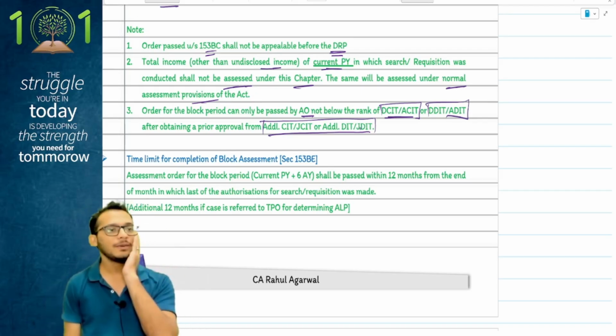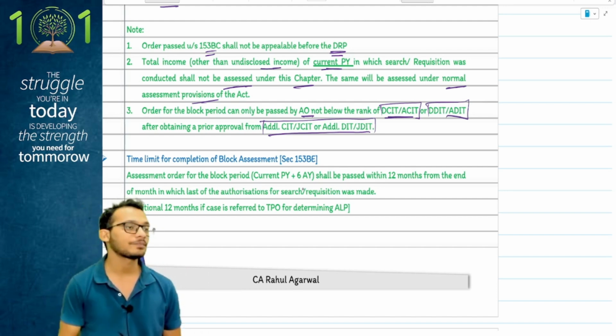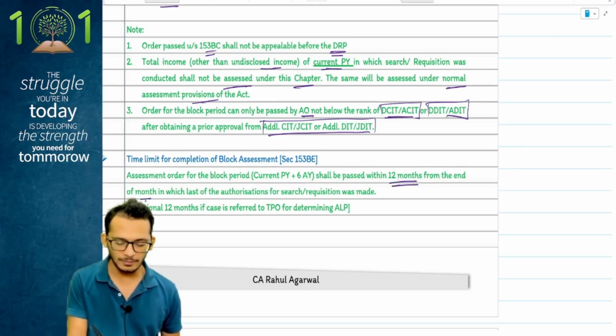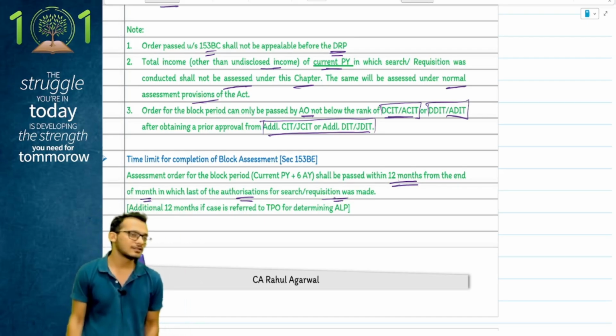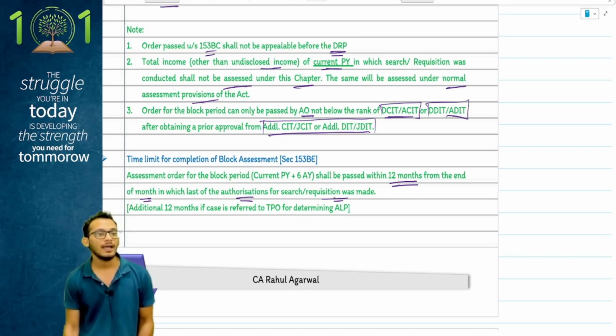Finally, when do you complete your block assessment, people? Income tax says the assessment for the block period will have to be passed within 12 months from the end of the month in which the last of the authorization of the requisition was made. So after the search gets completed, within 12 months from the end of the month, the assessment order has to be passed.